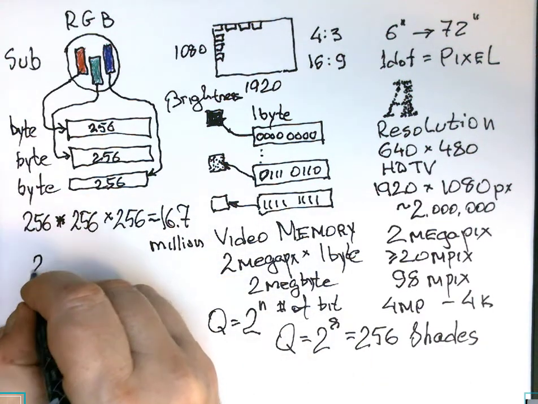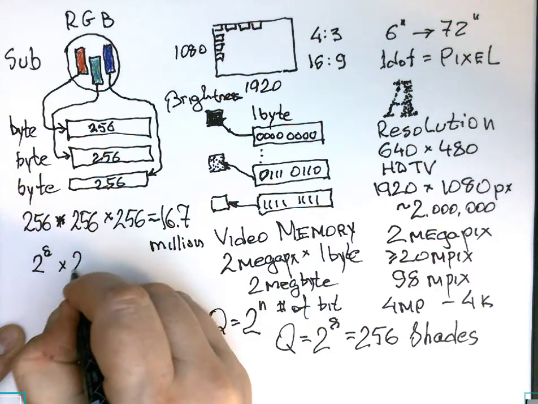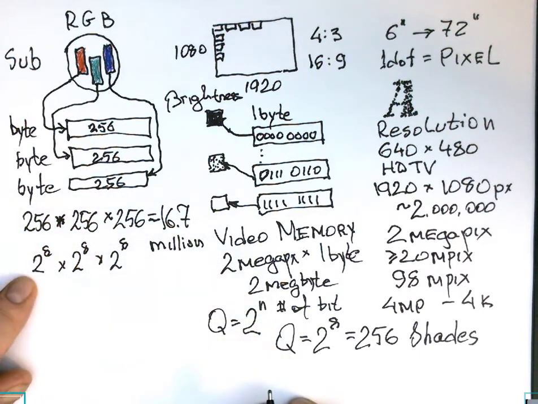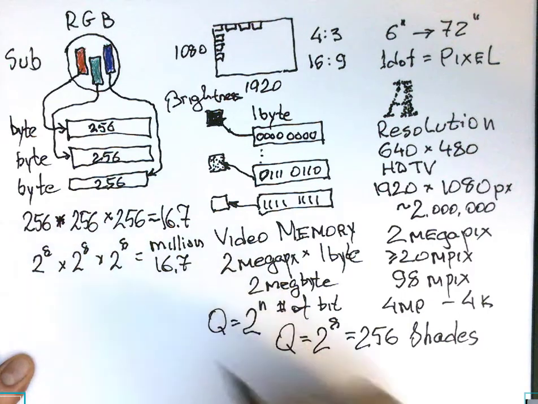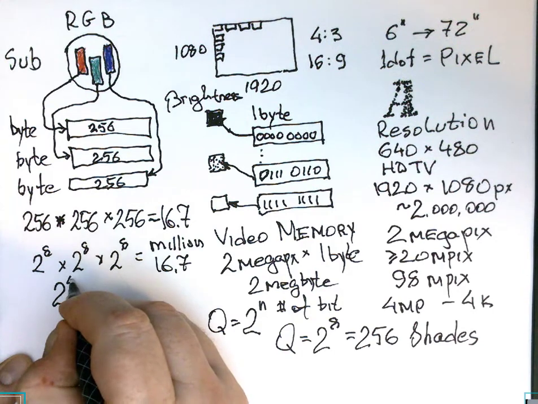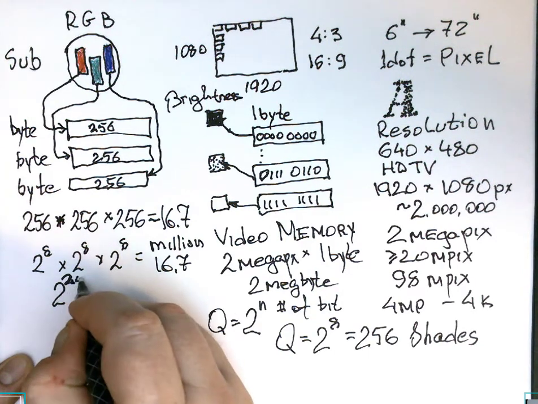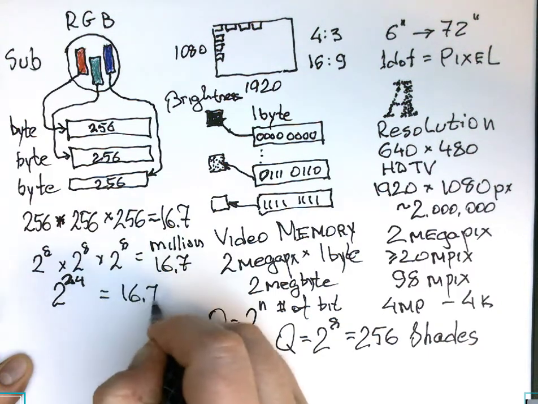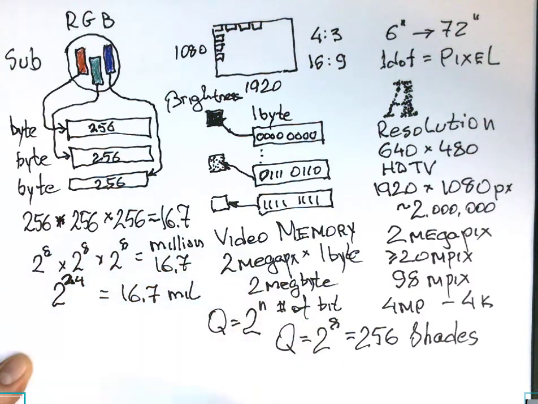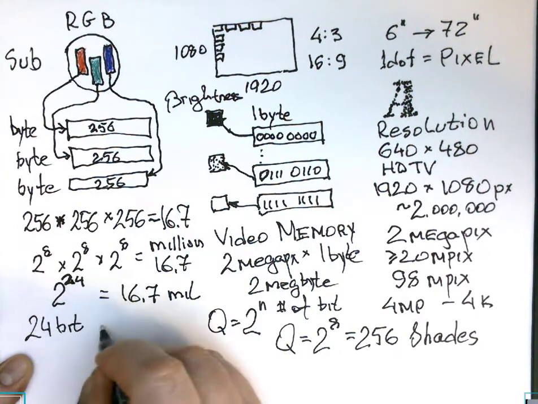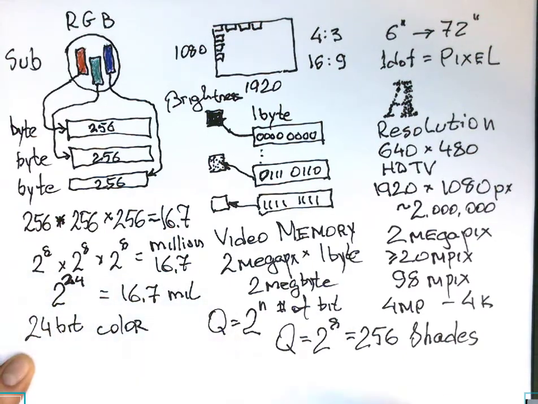Folks, I can rewrite this this way. 2 to the power of 8 multiplied by 2 to the power of 8 multiplied by 2 to the power of 8. That is the same result, 16.7 million. But I can say that will be 2 to the power of 24. And that will be the same 16.7 million. So, folks, in computer technology, this kind of color is named 24-bit color.